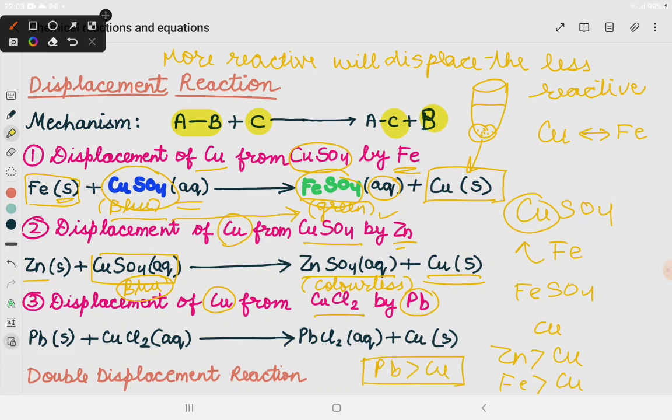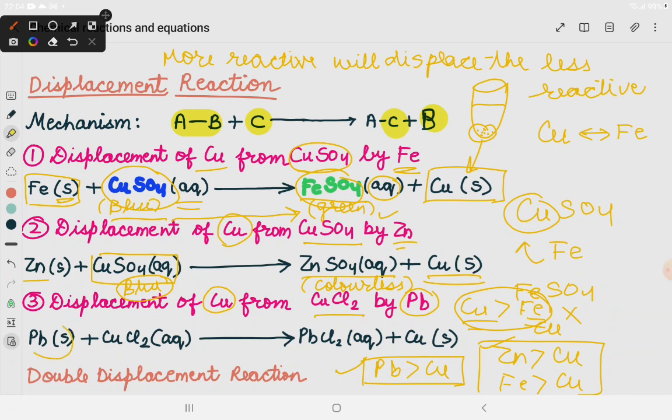Now these things which I have mentioned in the box can come in the exams directly, that give the reactivity or arrange them in the correct order, or you can be asked that which of the following is incorrect. Like if anything is given like this, then you know this is wrong, because copper is not more reactive than iron, then this option will be wrong. So like that the questions can come in the exam.